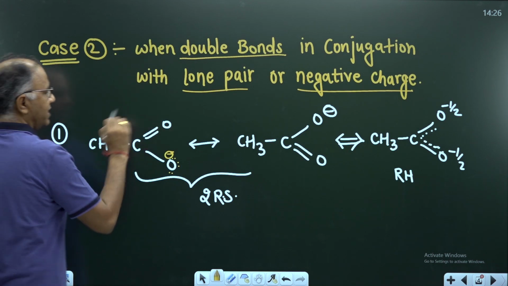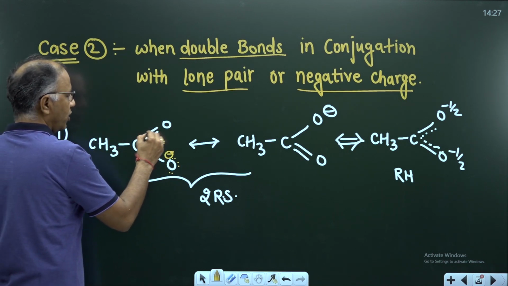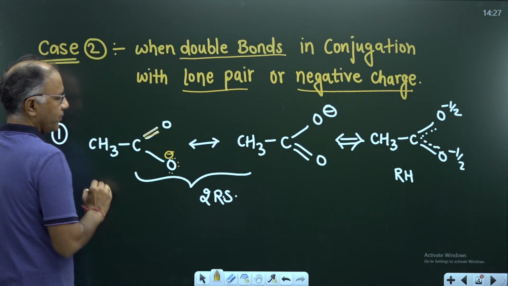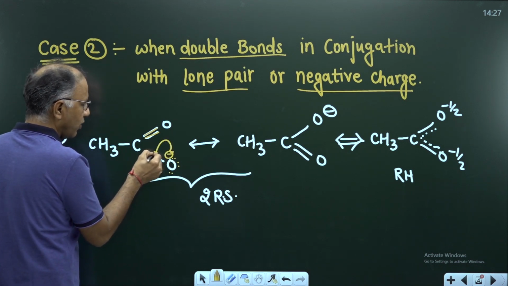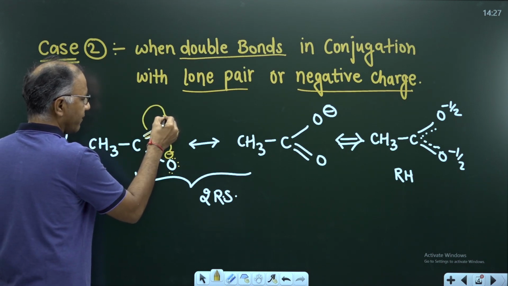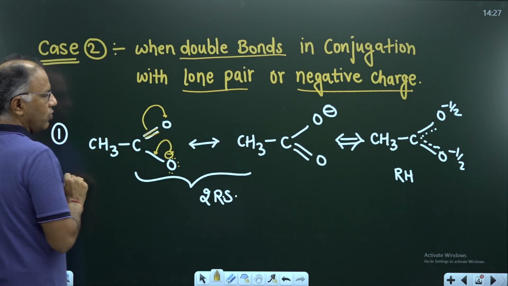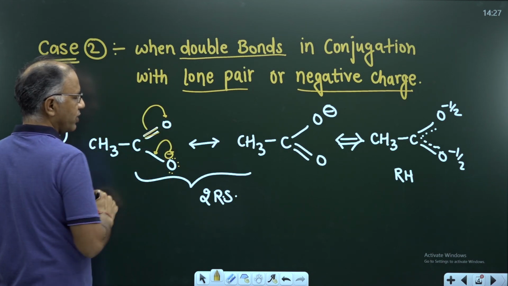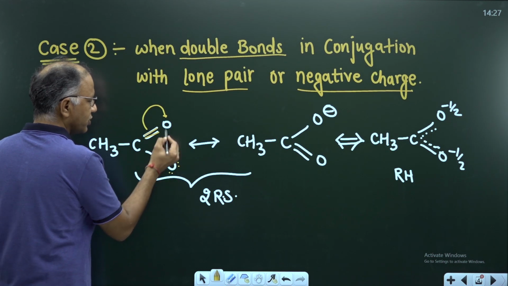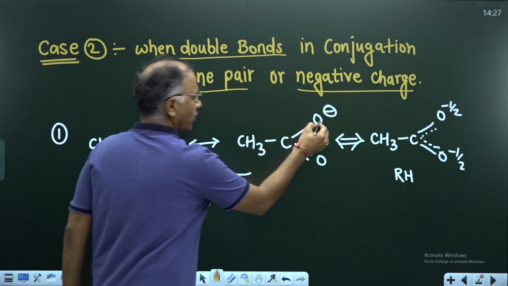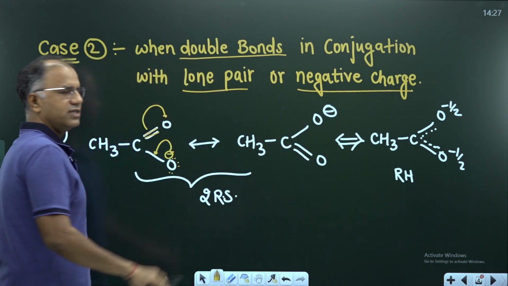Now, let's start with the first example, double bond conjugation with lone pair. So what we have to do, we will move this lone pair into a pi bond and the pi bond into a lone pair. So this is double bond conjugation with negative charge. So this negative charge will move from this oxygen to this oxygen. Got it?